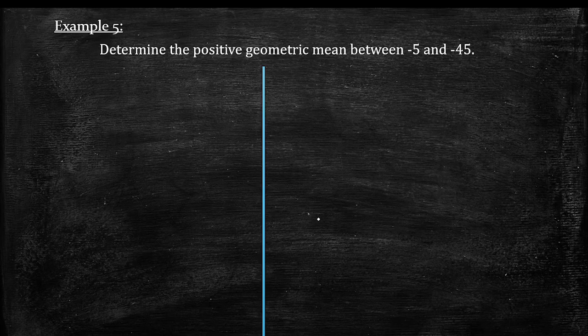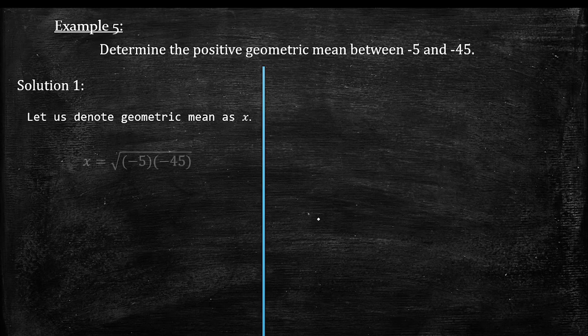So, for example 5, class, gagamitin ko yung dalawang solution or the two different formulas. So, mag-start tayo kay solution 1, which is the x equals to the square root of a sub n times a sub n. So, here's the problem. Determine the positive geometric mean between negative 5 and negative 45. So, for solution 1, let us denote geometric mean as x.